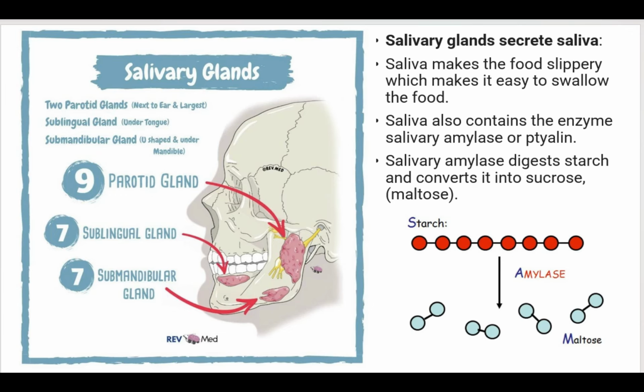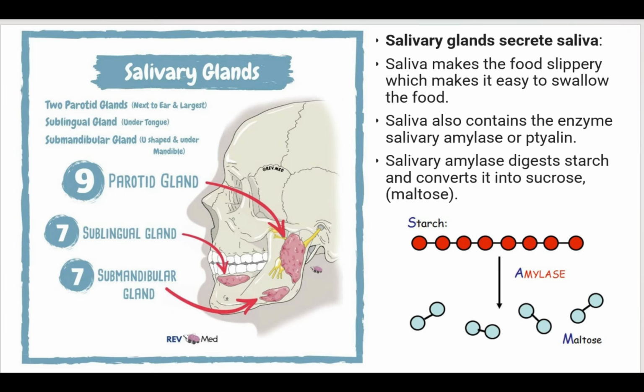Okay, and then we have the sublingual gland, which is under the tongue, small dots that you see, and submandibular glands, which are U-shaped under the mandible. So that is very low under the tongue. So these are the glands, and what they do is make the food slippery so that we can swallow it very easily.